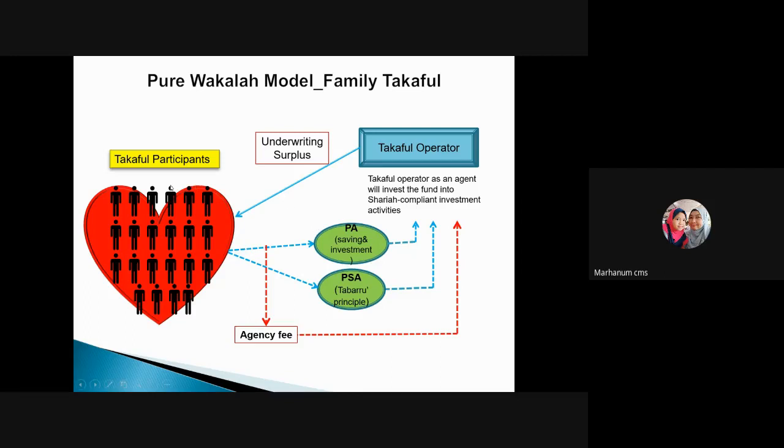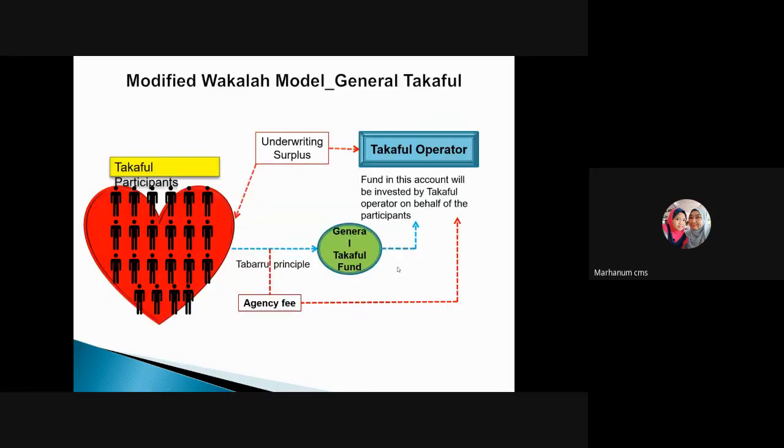Okay, so this is a pure wakalah model. Pure in terms of the sharing of underwriting surplus. Wakalah model we can see from the deductions of agency fee here. And in family takaful we can see from the number of accounts: participant accounts and participant special account. Very easy, isn't it? Okay, any questions so far? No. Okay.